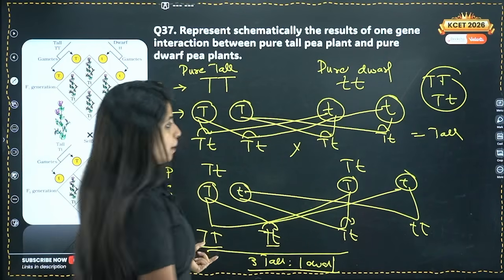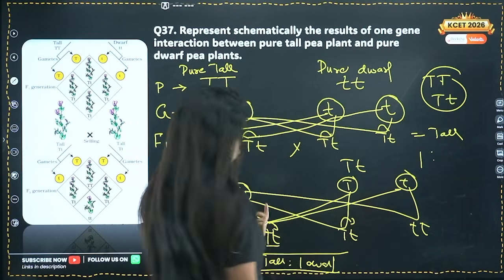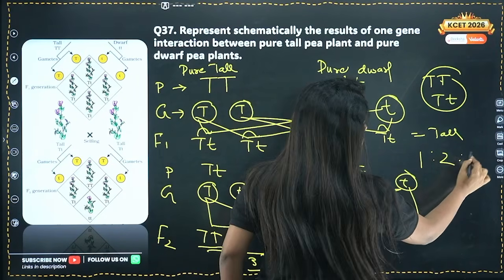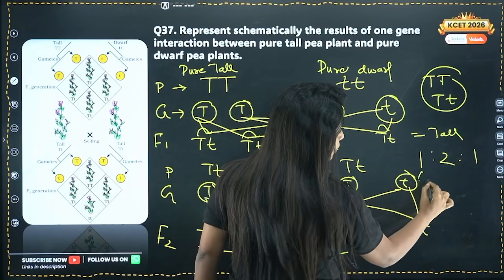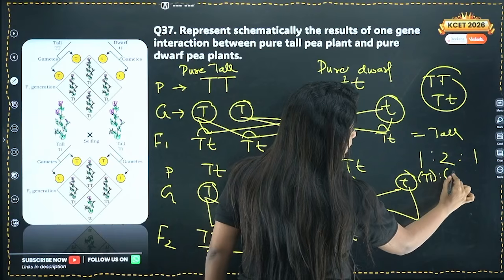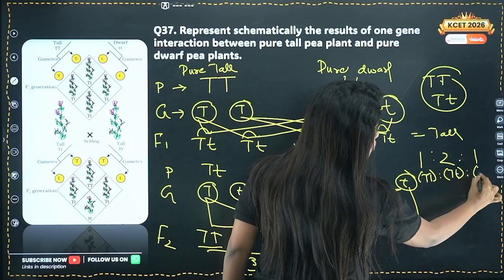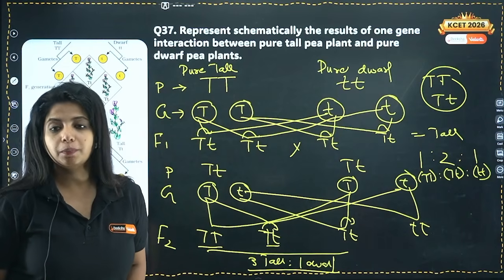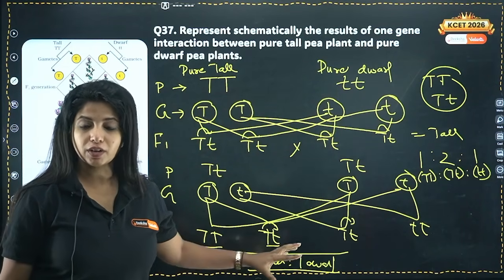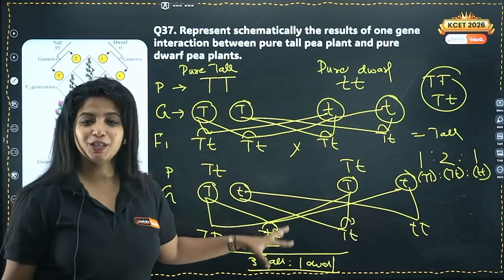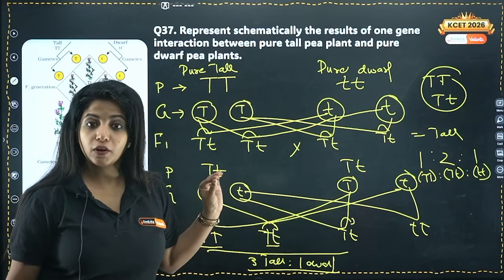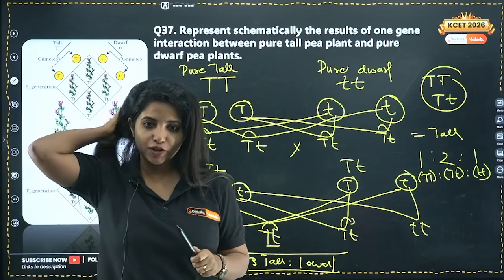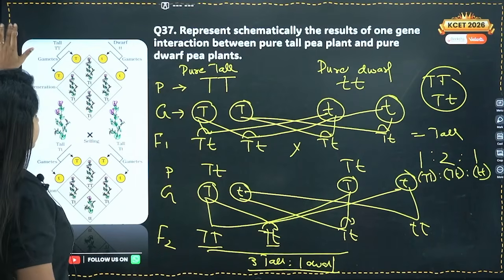So 1 capital T, 2 capital T, small t, 1 small t, small t. So it will be like this. I'll write capital T, small t, and small t, small t. This is going to be my genotypic ratio, and this is going to be my phenotypic ratio. Always remember this. Got it? Clear? Crystal clear? I hope yes.